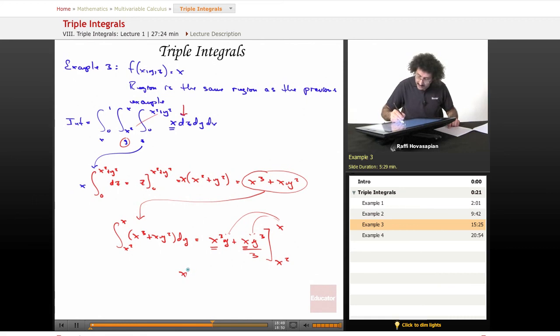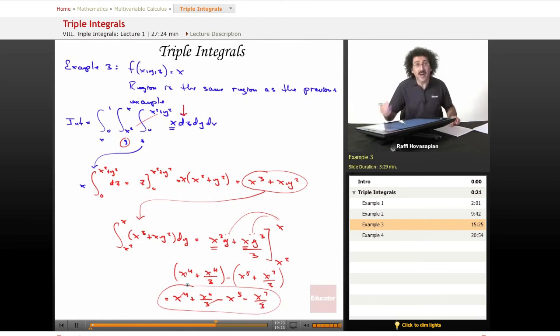I get x to the 4th plus x to the 4th over 3 minus x to the 5th plus x to the 7th over 3, which ends up equaling x to the 4th plus x to the 4th over 3 minus x to the 5th minus x to the 7th over 3. So that's my new integrand for my last integral.